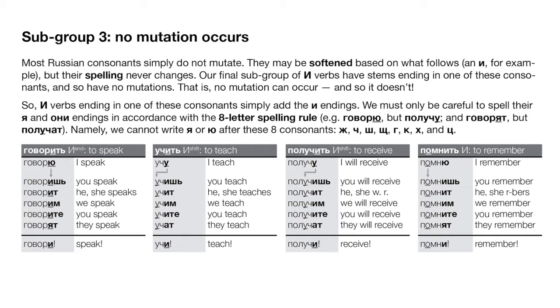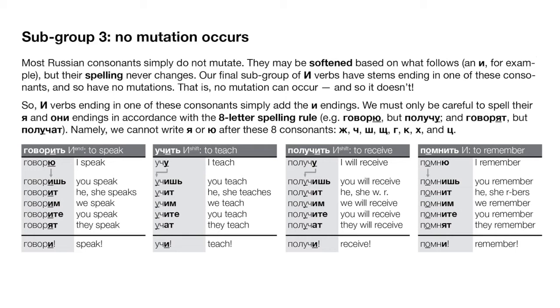Говорить, to speak. Говорю. Okay, so we do keep the softness, right? We write у, but we don't have any further mutation. The р can't mutate to anything. Говоришь, говорит, говорим, говорите, говорят, говори.